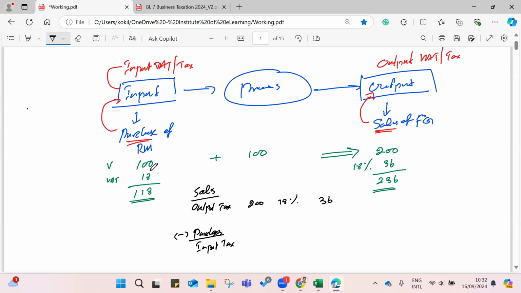Then you can claim, if these criteria are satisfied, this 18 that you paid when you are purchasing raw material.